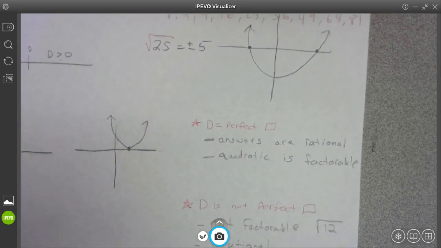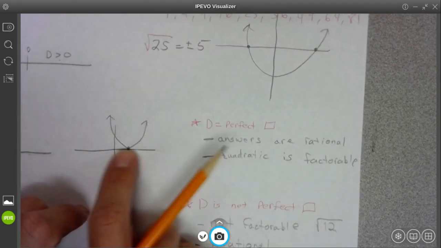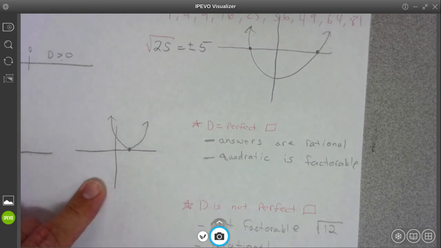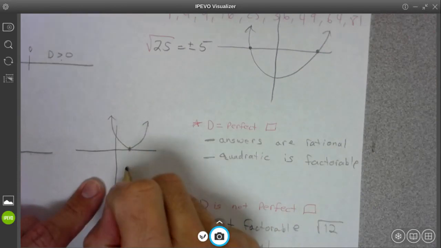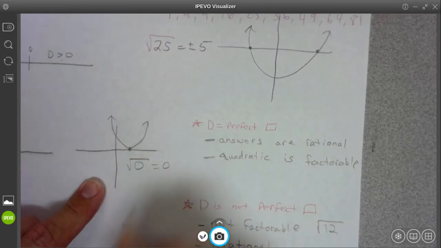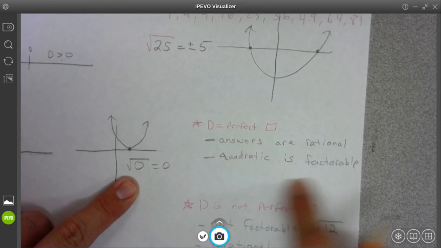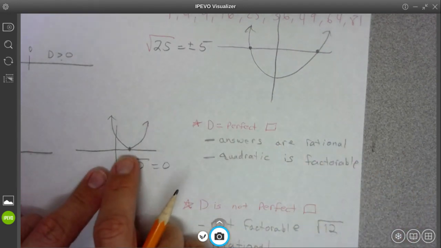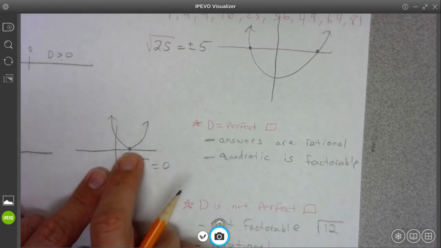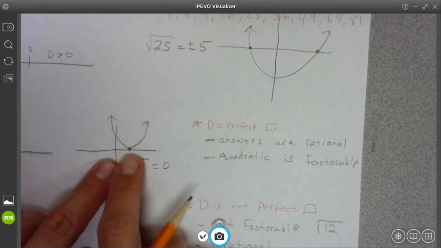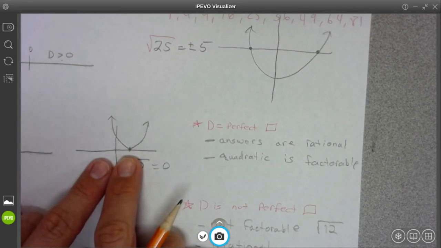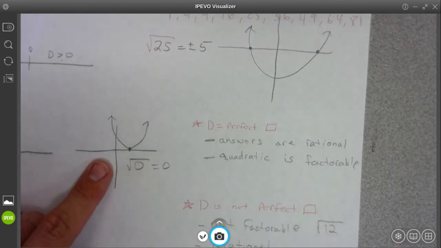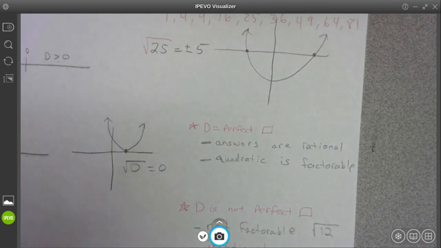So one thing you want to keep in the back of your mind is over here, in the case when D is equal to 0. 0 is a perfect square. So when you square root 0, you get 0. So it does fall into this category here, which means that the answer, not two answers, the answer is rational. It is a real rational number. And whatever polynomial you are dealing with is factorable. Actually, it's what they call a double factor, which we'll talk about sometime. All right, that's good.